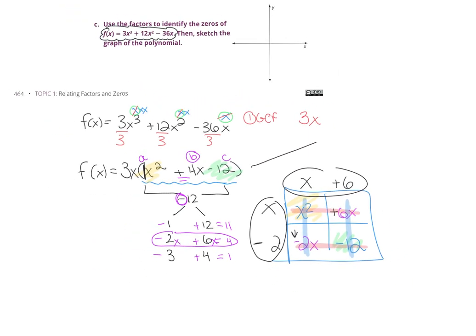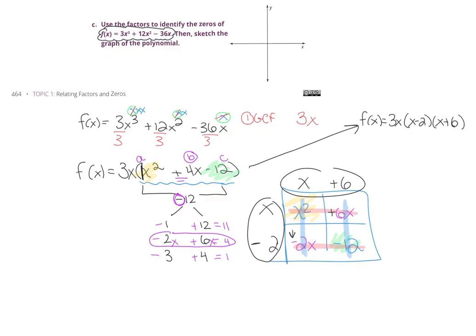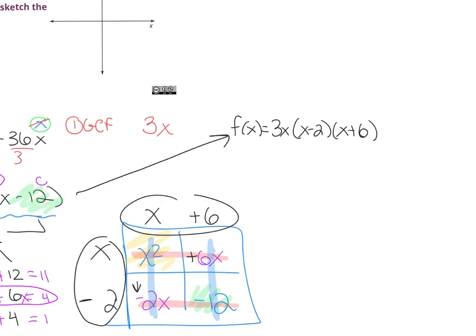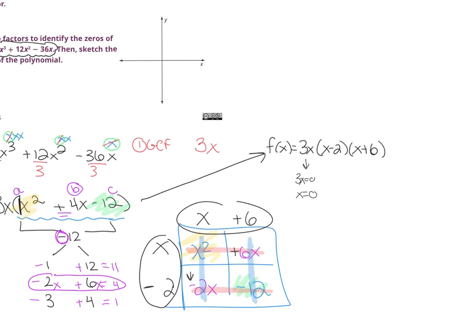So now I can rewrite f of x one more time. F of x equals the 3x that I pulled out to start with, my x minus 2, and my x plus 6. If you remember, you take each piece and set them equal to 0. So 3x equals 0. So x equals 0. There's one of my x-intercepts right there. Take the next factor. X minus 2 equals 0. Add the 2 over. X will equal 2. That's another x-intercept at 2.